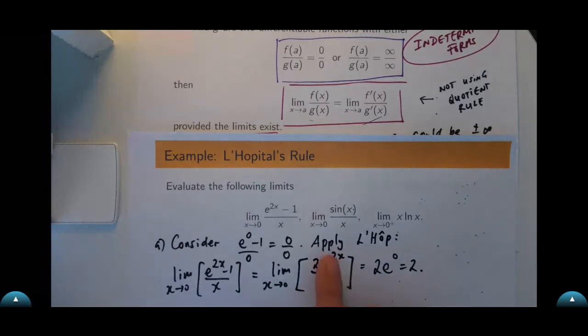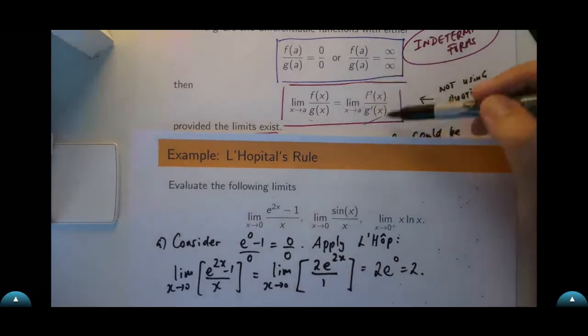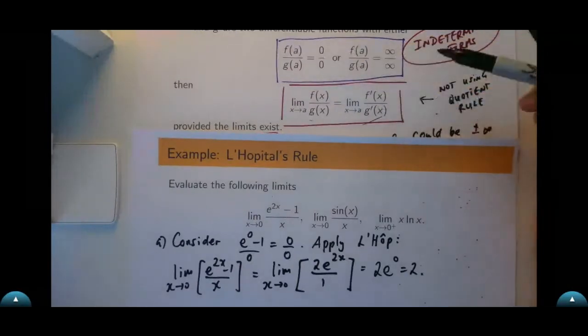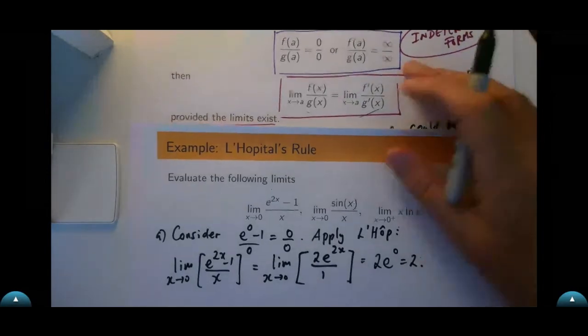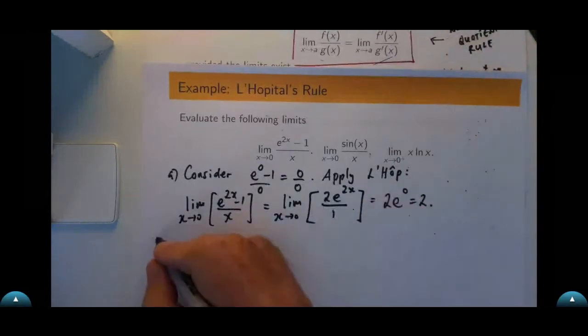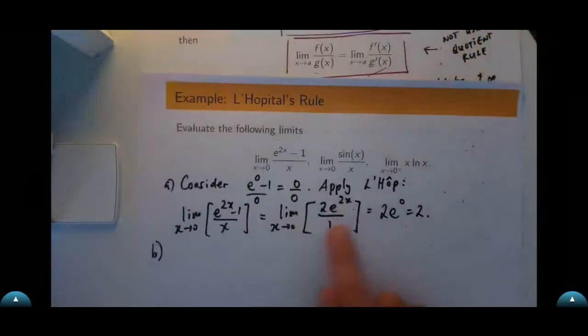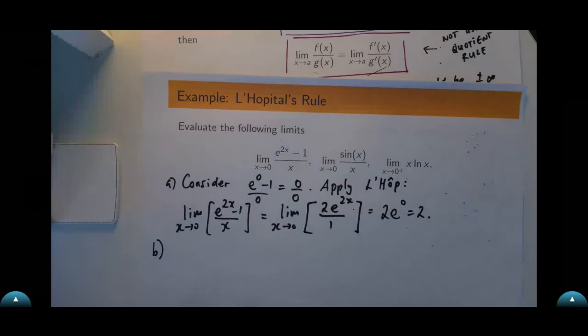Now, sometimes you need to differentiate more than once, right? So you might get to this stage and go, oh, I've still got this or this. Well, you keep differentiating. Okay, you can apply L'Hopital's rule more than once. Okay, so it's a pretty easy concept to apply, but what most people have troubles with is they don't know when to stop, and they apply the L'Hopital's rule when the conditions are not satisfied.